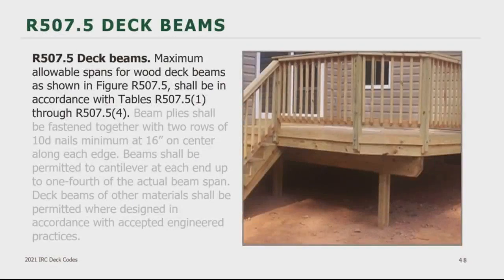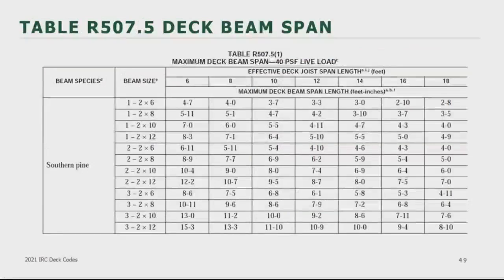Next up is deck beams, which are covered in R507.5. First, let's focus on sizing of the beams. We'll come back to the rest of this section in a little bit. As you are aware, the 2021 IRC added in tables for 50, 60, and 70 pounds per square foot of ground snow loads, in addition to the 40 pounds per square foot of live loads.